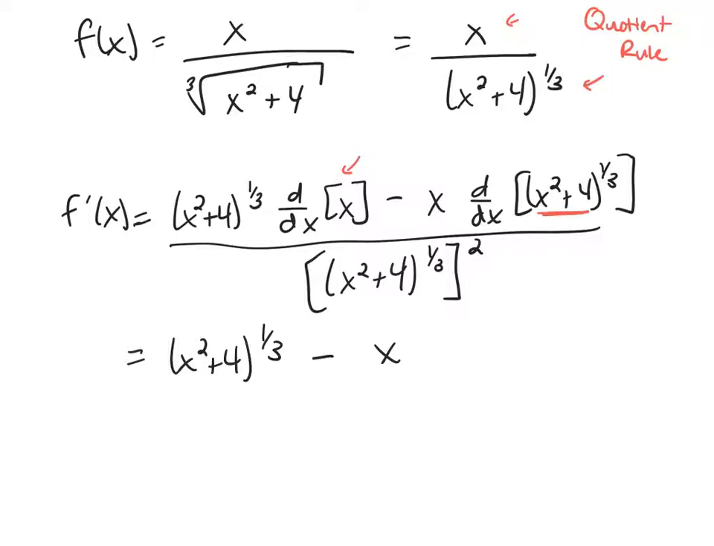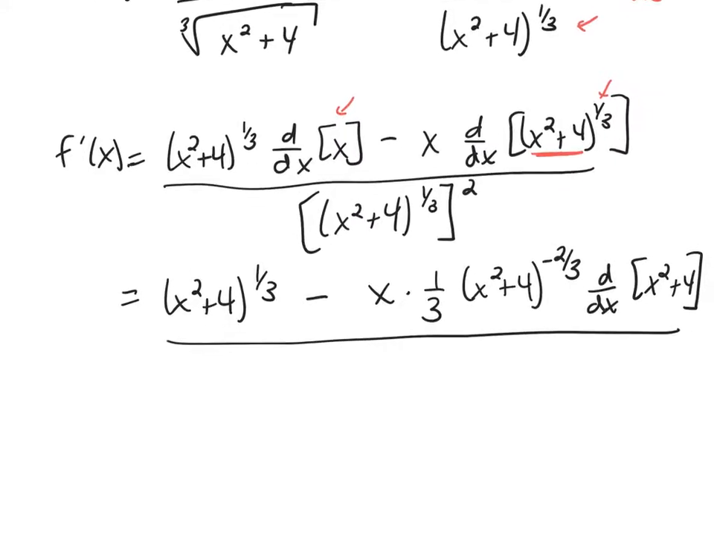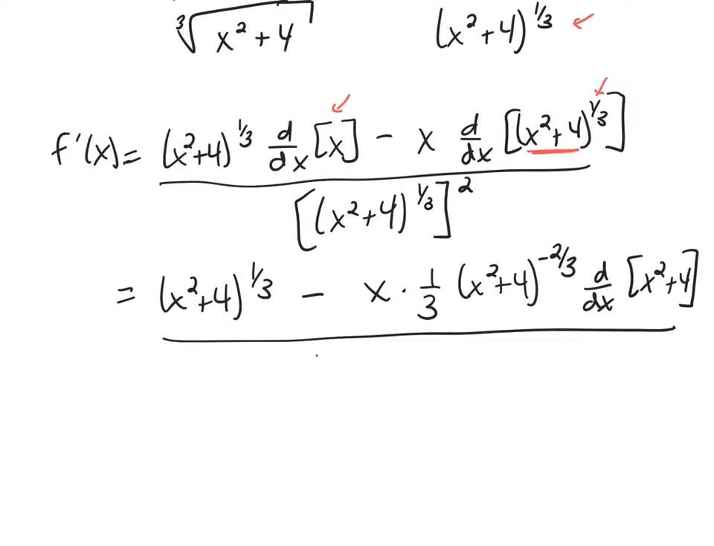So start with the exponent, it's 1/3. Do your power rule. It's 1/3 x squared plus 4, and then you subtract 1, so it'll be negative 2/3 times the derivative of the inside. And when you have a power to a power, you multiply, so this will be x squared plus 4 to the 2/3.